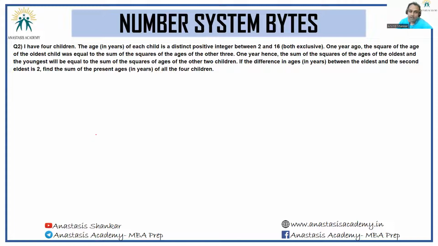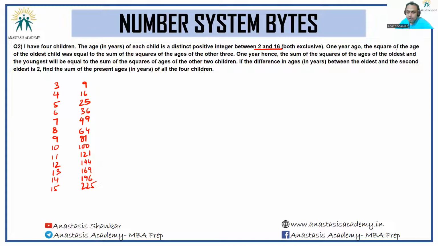This question requires us to be very, very patient because this is a XAT type question. You will have a lot of time to attempt it. So let's see. First thing, we've been told the ages of children are distinct positive integers between 2 and 16. So the possibilities of ages are 3, 4, 5, 6, 7, 8, 9, 10, 11, 12, 13, 14, and 15. And squares of these numbers are 9, 16, 25, 36, 49, 64, 81, 100, 121, 144, 169, 196, and 225.